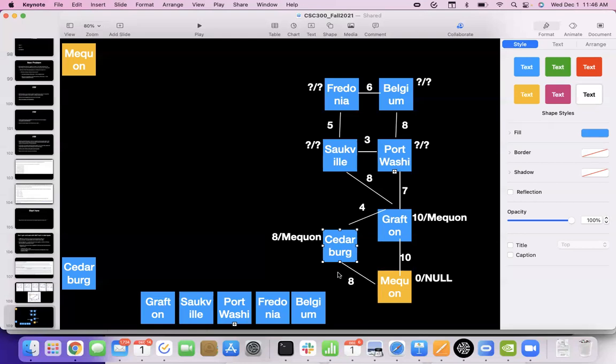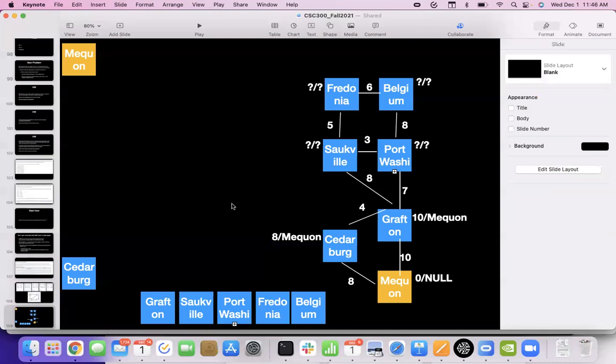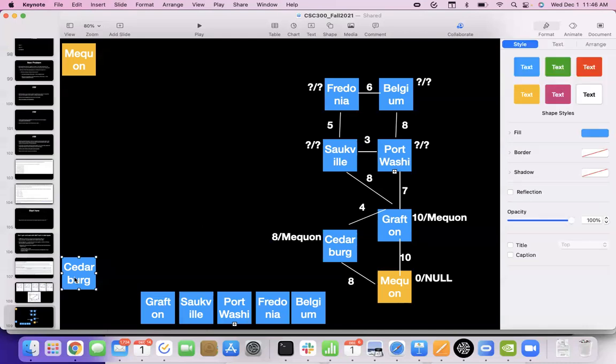All right, that makes sense why we did what we just did and why we did not update anything. We took the starting value of Cedarburg, which is 8. We looked at the 2 roads coming out of Cedarburg. One was this one. 8 plus 8 is 16. 16 was not less than 0, so we made no change here. We took 8 plus 4 is 12. 12 is not less than 10, so we made no change here. Now we're done with Cedarburg.